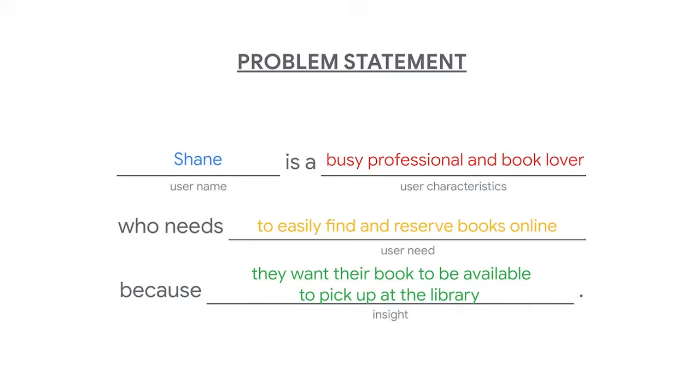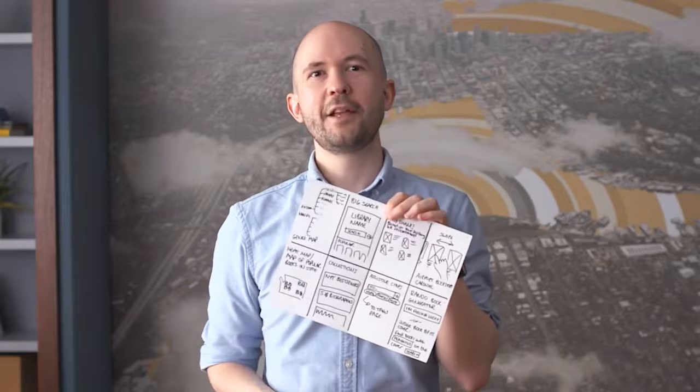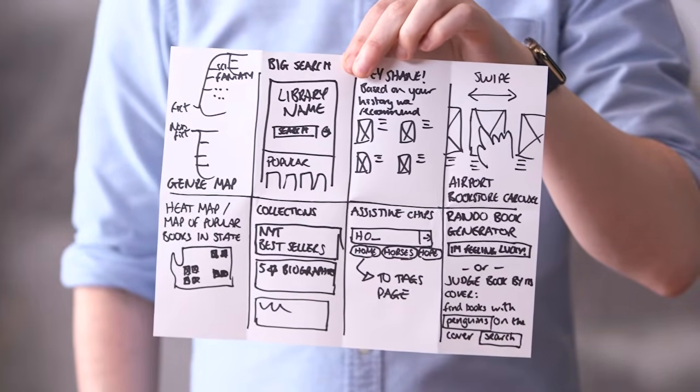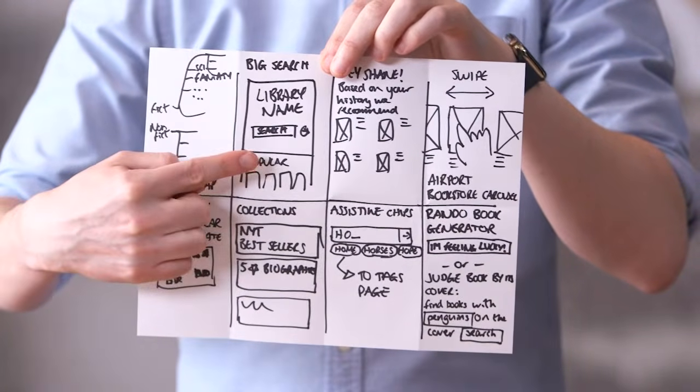Okay, time's up. Let me show you some of the ideas I came up with to address our problem statement. As a reminder, our problem statement was Shane is a busy professional and book lover who needs to easily find and reserve books online because they want their book to be available to pick up at the library. I came up with 8 ideas as part of Crazy 8s, but let me quickly tell you about just 4 of them. If a user wants to find a book, a search box sounds like a sensible place to start, so I drew one of those here.